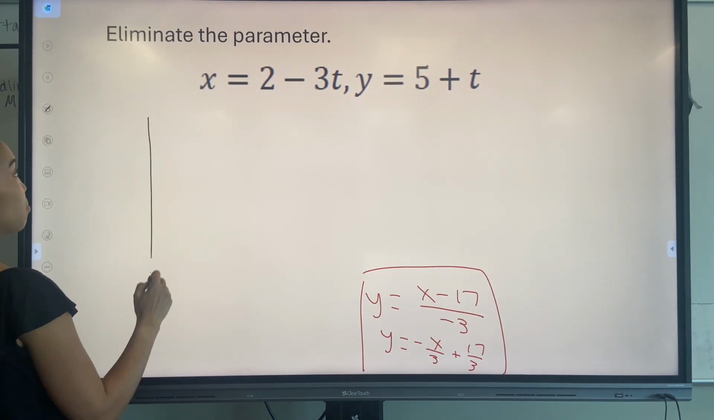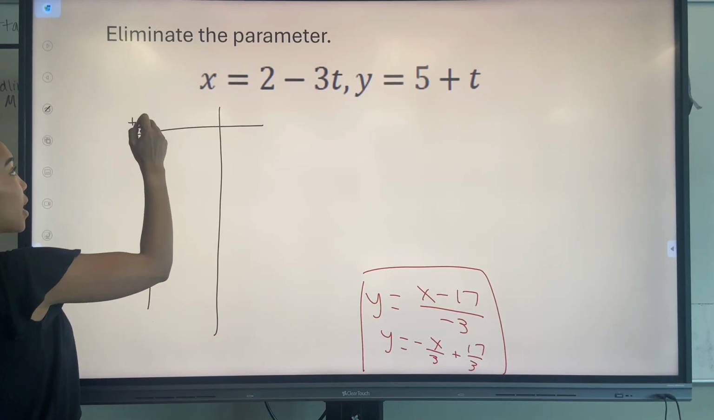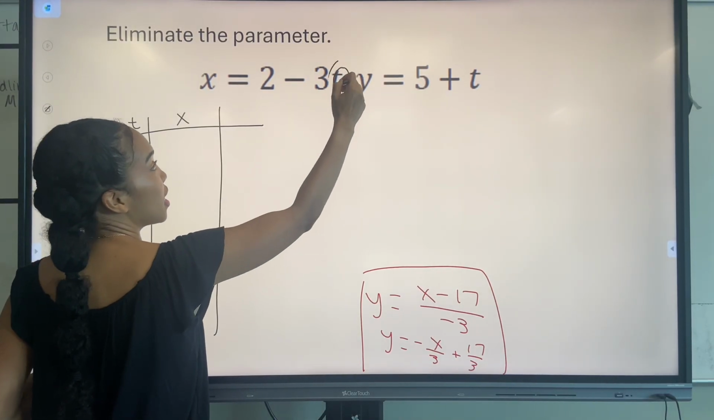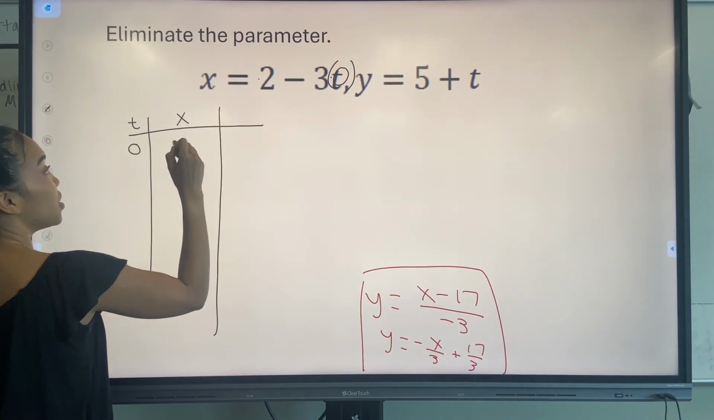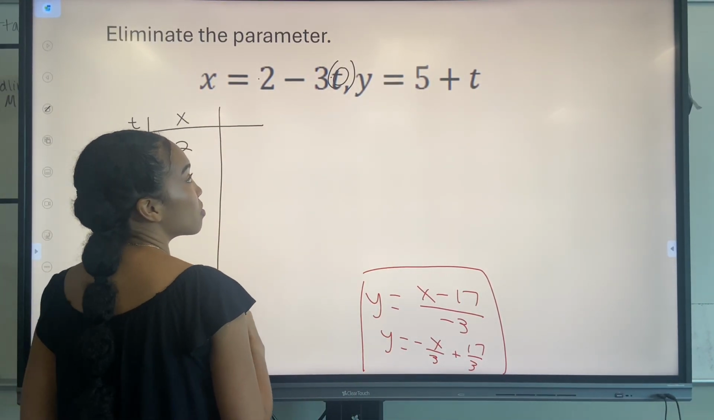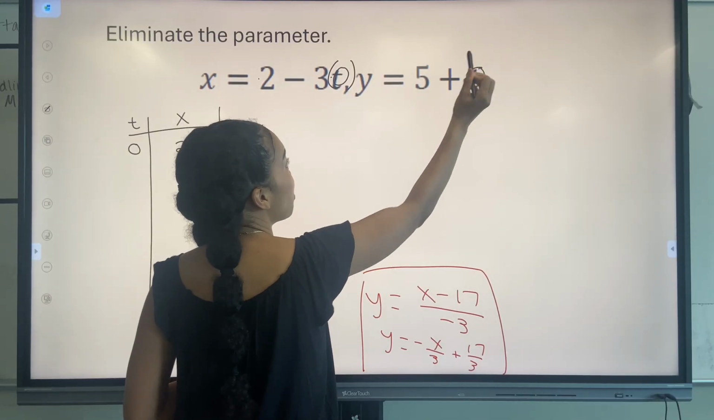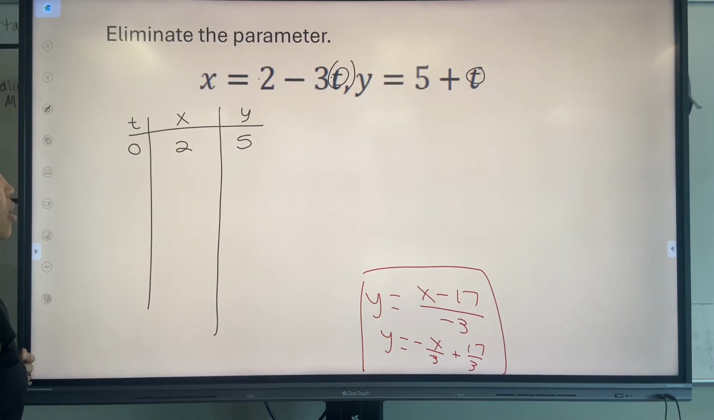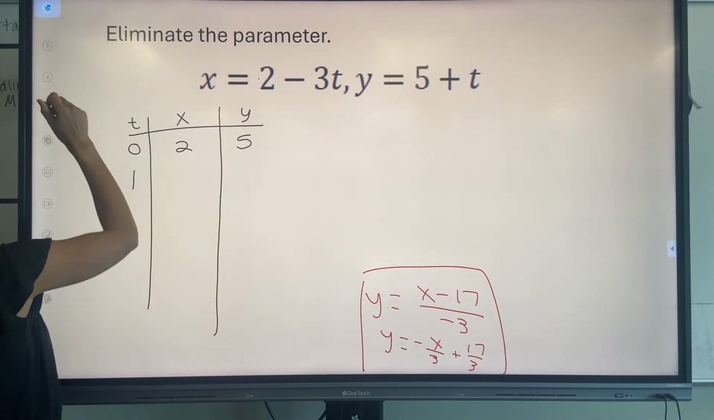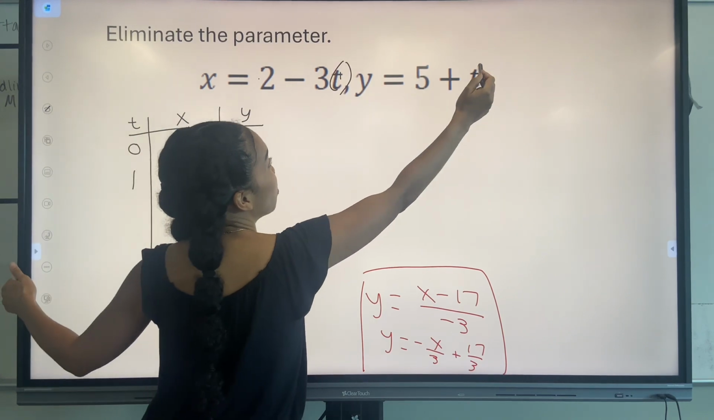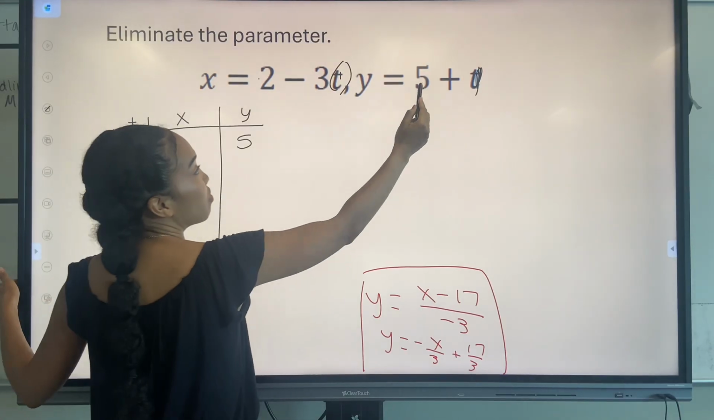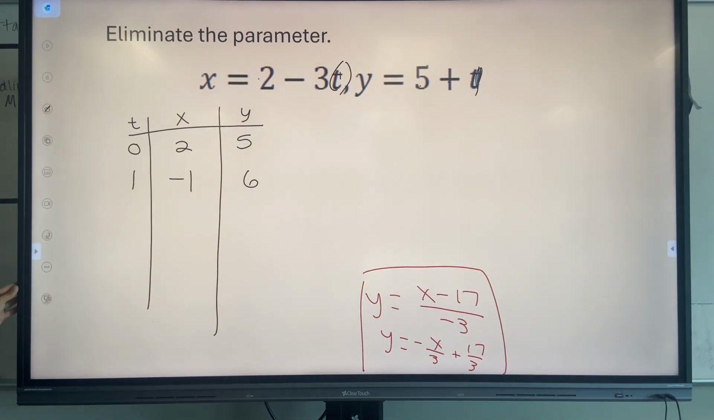So let's say, for example, time is at 0 seconds. To find x, you plug in 0 for time. So 2 minus 0, you get 2. For here, if time is 0, your y is 5. At 1 second, you'll plug in 1s for t's to get your x and y value. So you plug in a 1 here and a 1 here. So 2 minus 3, you get negative 1. And then 5 plus 1, you get 6 for y.